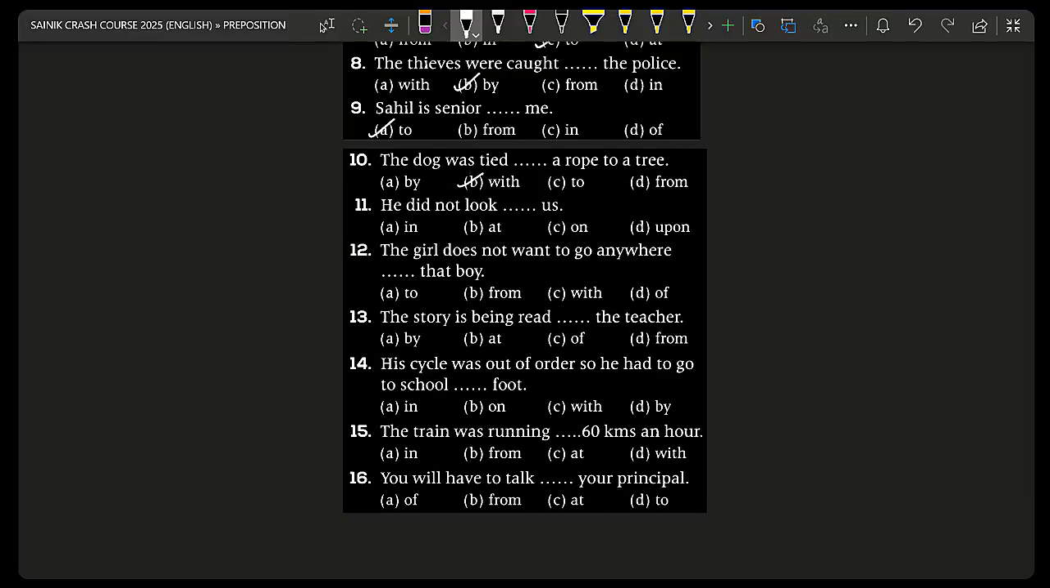And what about the 11th question? He did not look dash us. He did not look at us. Very good. It is the correct answer. 12th one. The girl does not want to go anywhere dash that boy. The girl does not want to go anywhere with that boy. Yes, with that boy. Correct answer. And who will answer the next three questions? Rishika, very good. You can mute yourself.